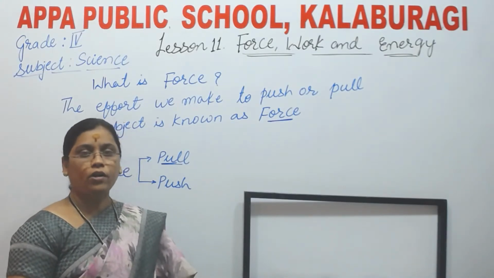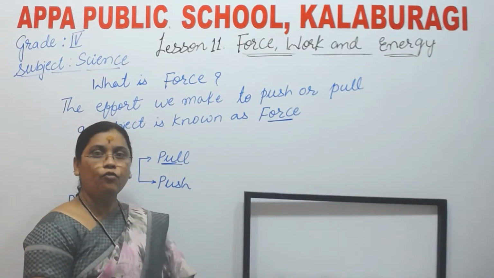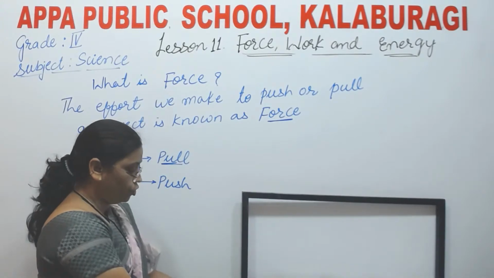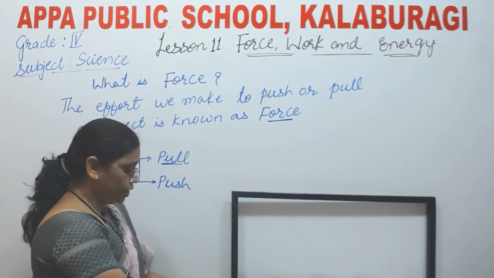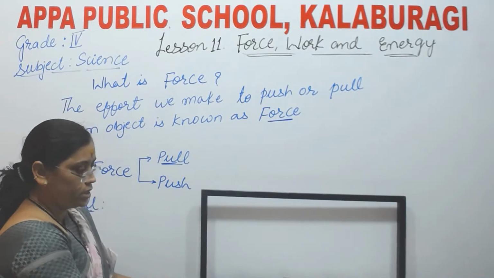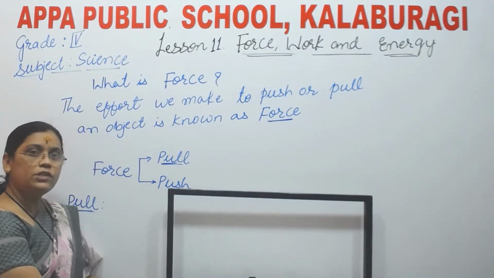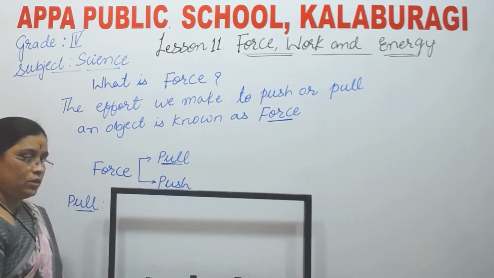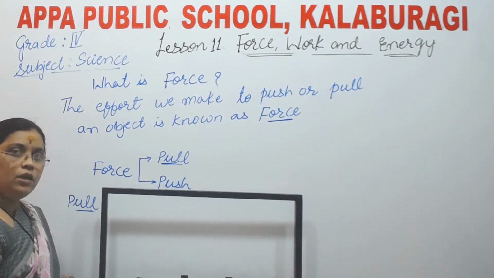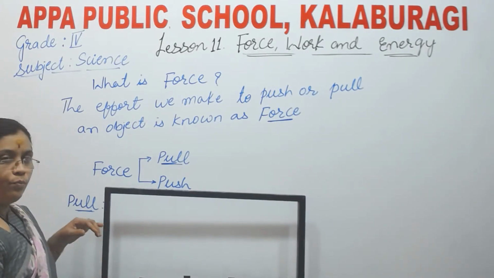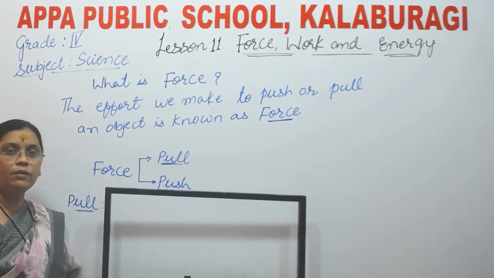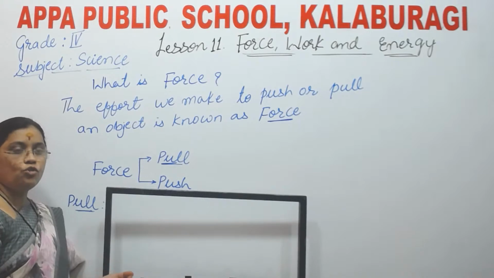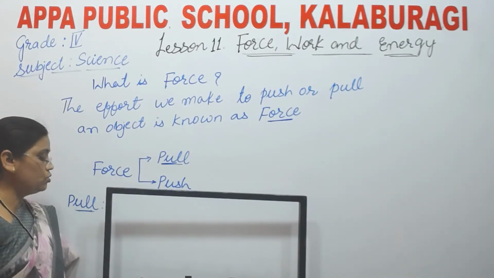So now what I will do is apply the force. See here, I am applying the force. When you apply the force, what can you observe, children? The table is moving towards me. Is it not? This is known as pull. Pull is nothing but when the force applied makes the objects move towards you. That is known as pull.